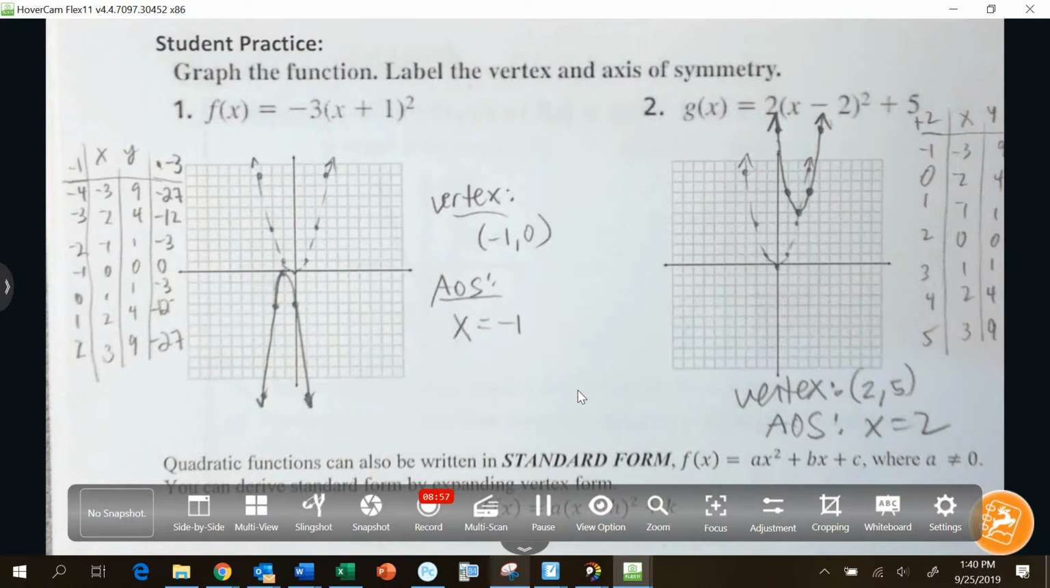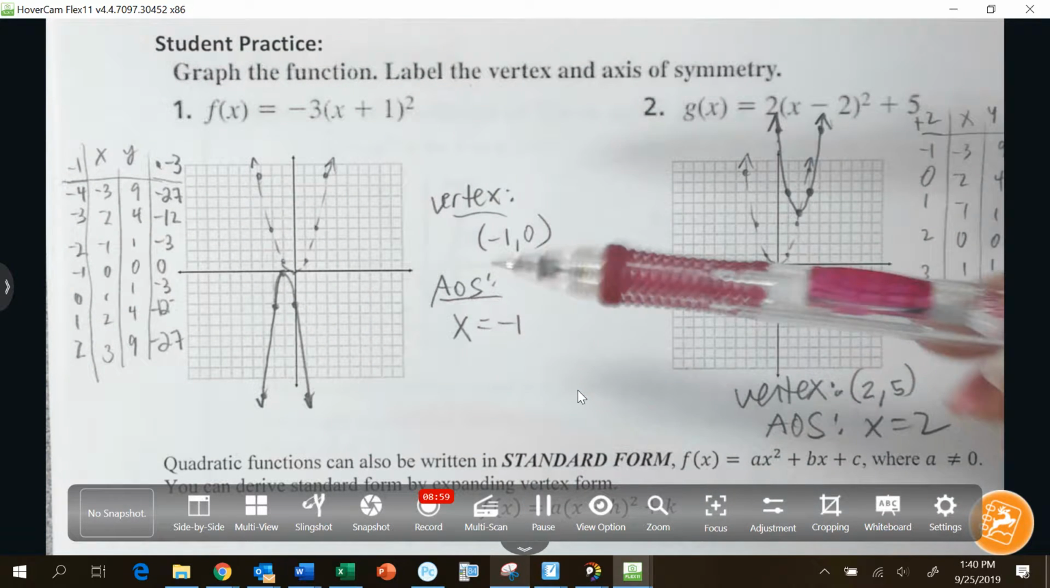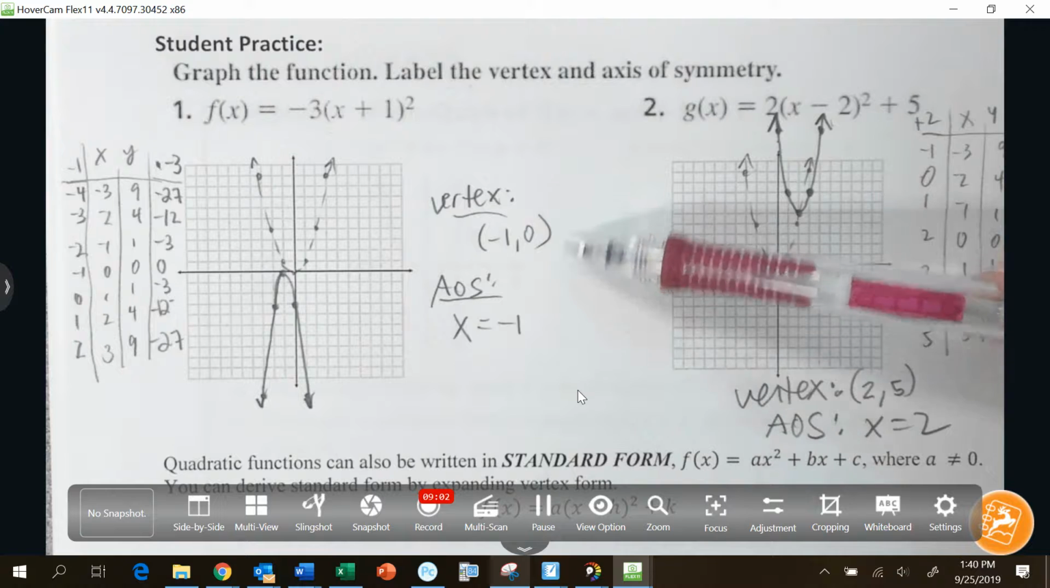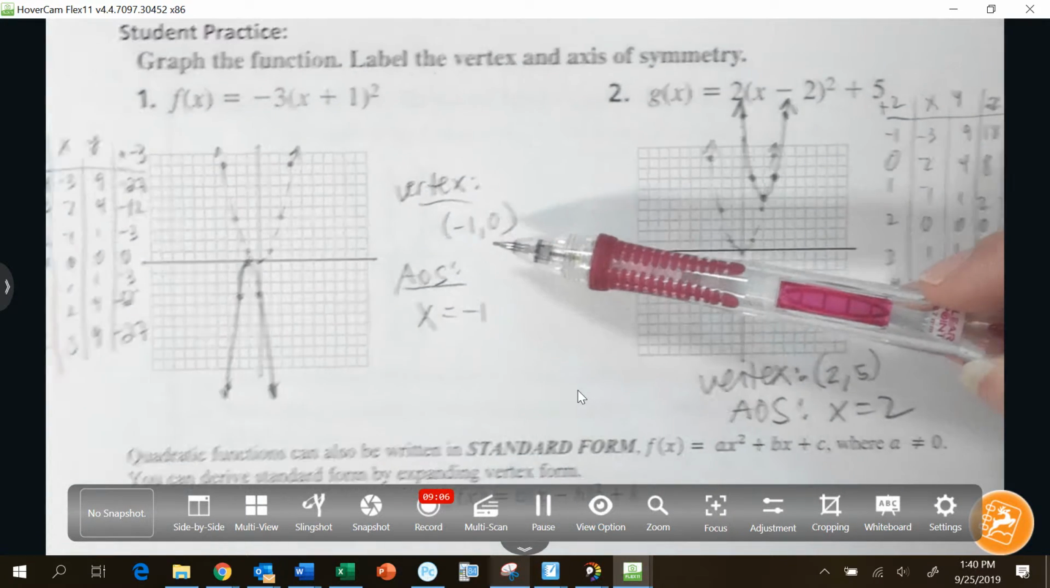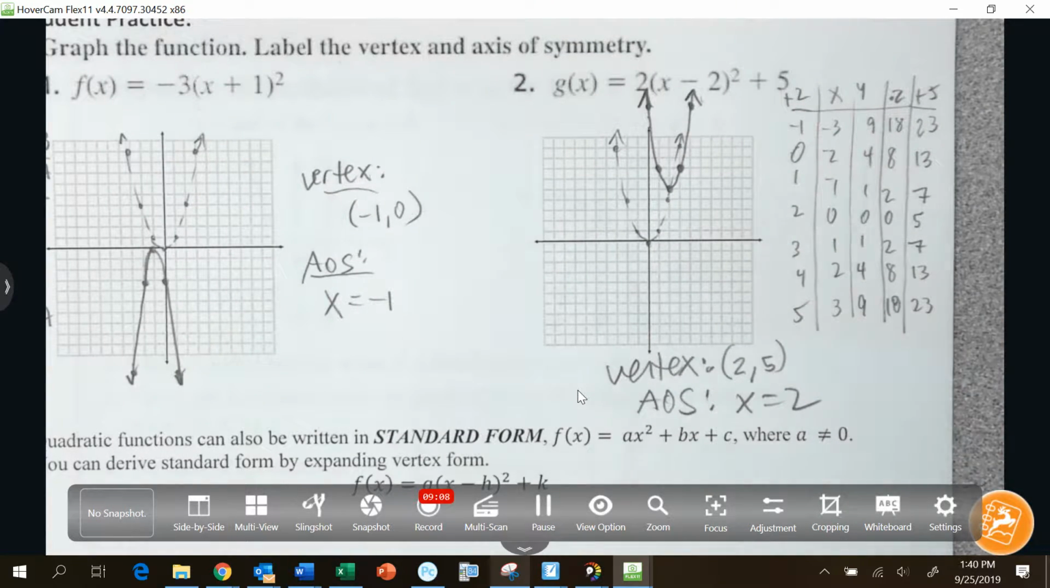Okay, so for this one, I got my vertex at -1, 0. My axis of symmetry is x equals -1.